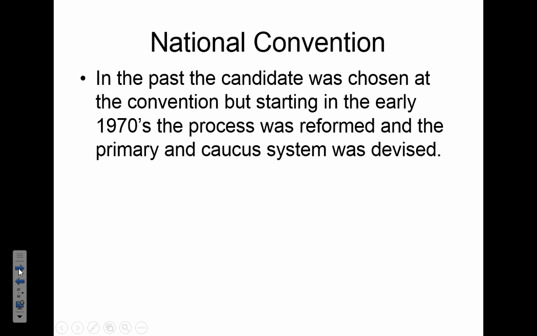So where are candidates hanging out today? They're in Iowa all the time. Chris Christie's been to Iowa a bunch lately. Walker's been to Iowa. Why are they hanging out in Iowa? Because that's the first caucus. And they hang out in New Hampshire, too. They're looking to win those primaries and caucuses early.